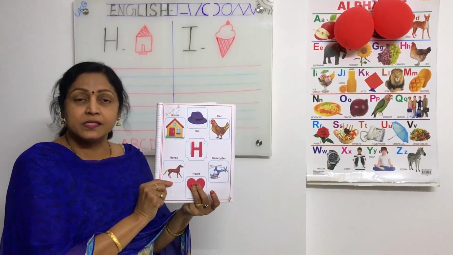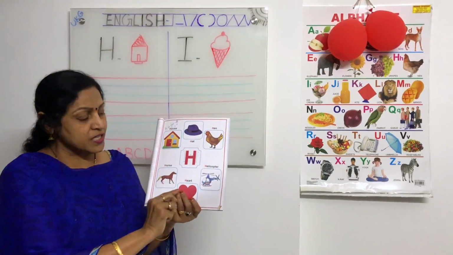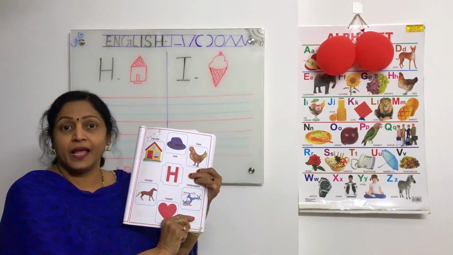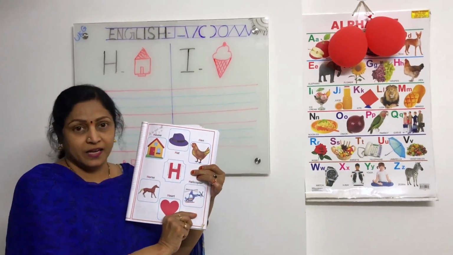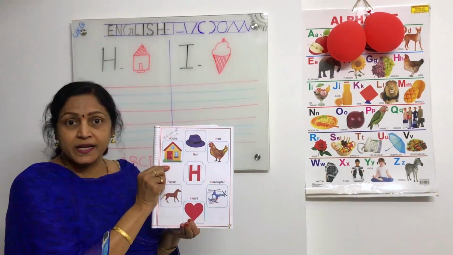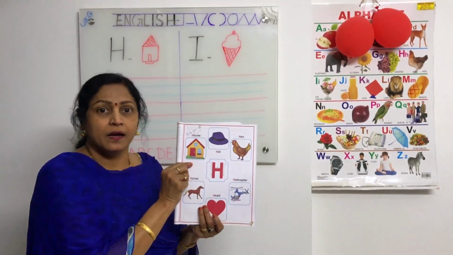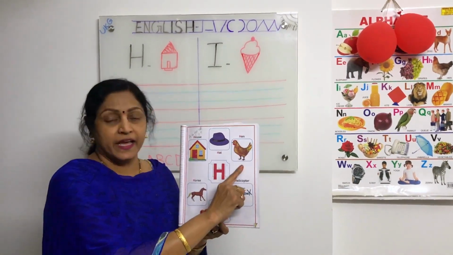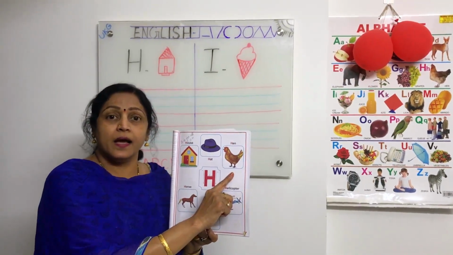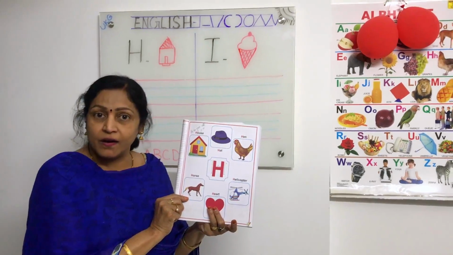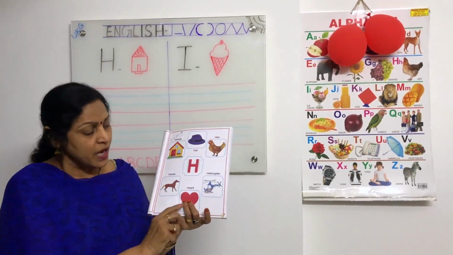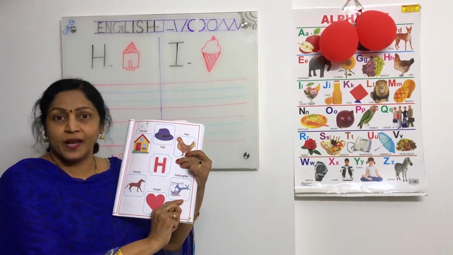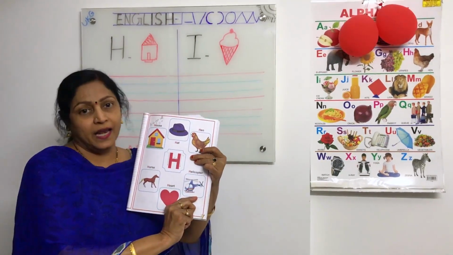H is for horse. Ha, ha, horse. H is for heart, ha, ha, heart. H is for helicopter, ha, ha, helicopter. H is for hat, ha, ha, hat. H is for hen, ha, ha, hen. H is for horse, ha, ha, horse. H is for heart, ha, ha, heart. H is for helicopter, ha, ha, helicopter.